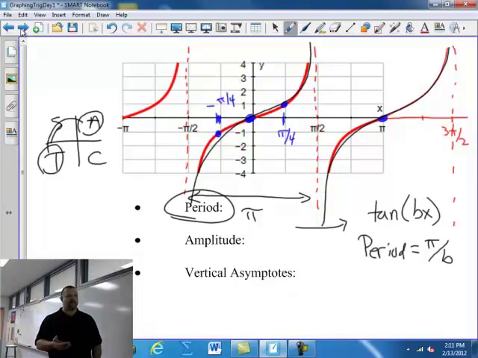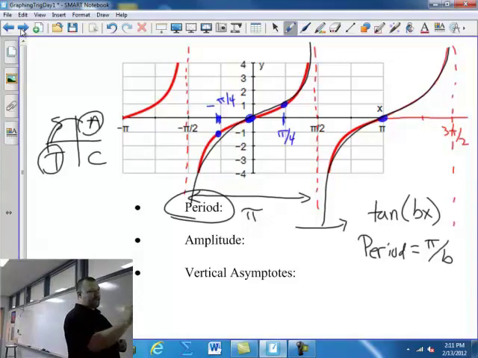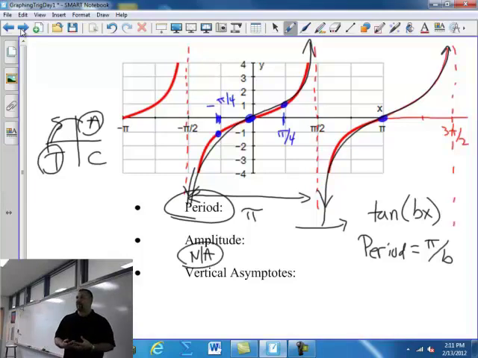Amplitude is half the distance between the highest and the lowest points. But because of these asymptotes, these graphs go up and down forever, so there is no amplitude. There's no high and no low. But we're still going to stretch and shrink a tangent function vertically.